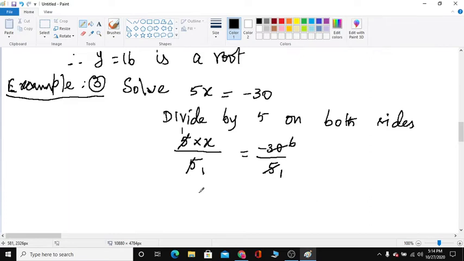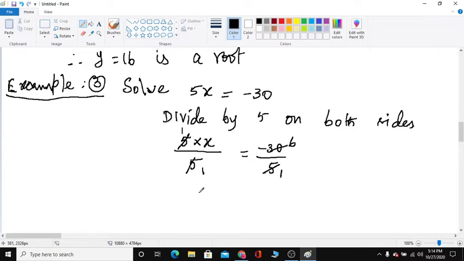Minus 6 by 1 is minus 6. So x is equal to minus 6.